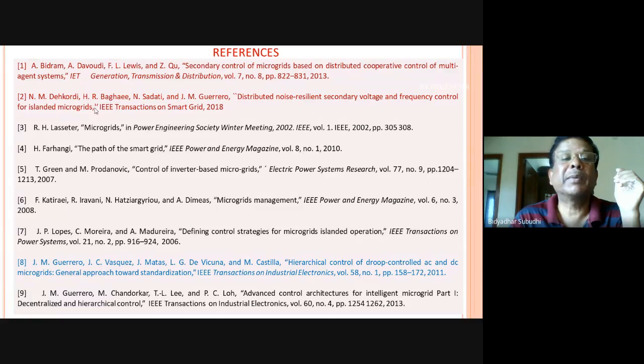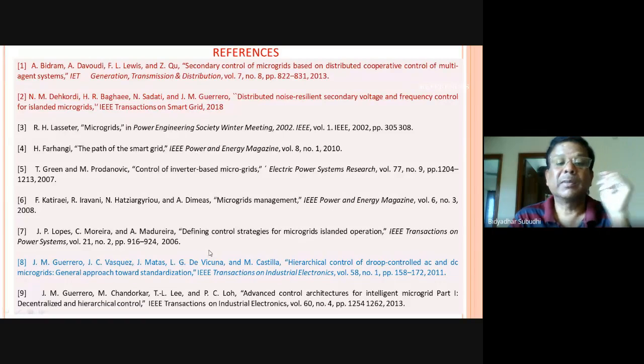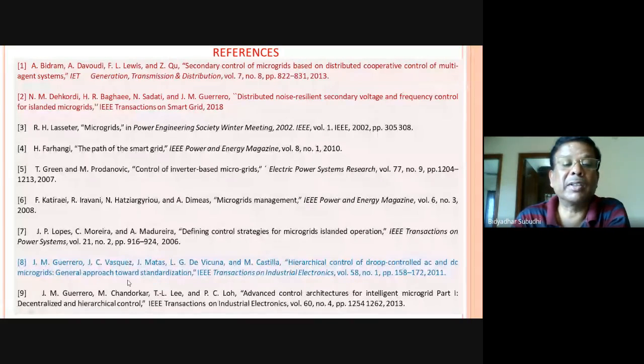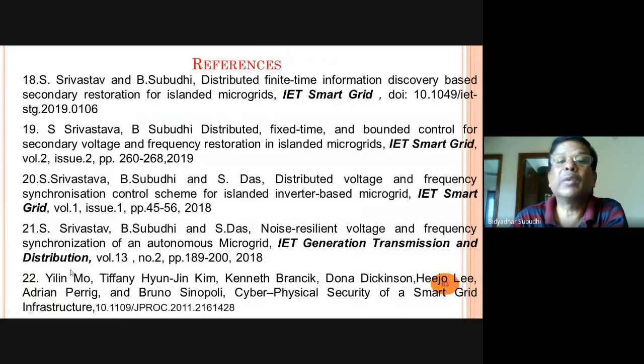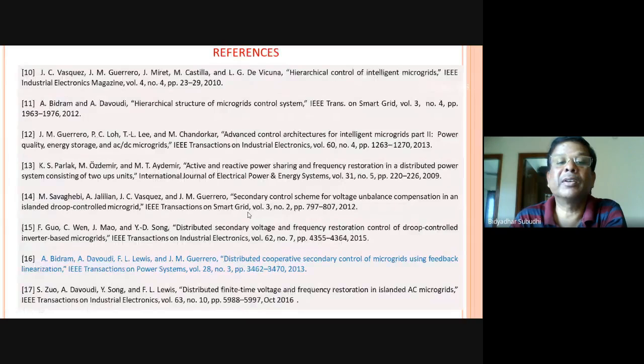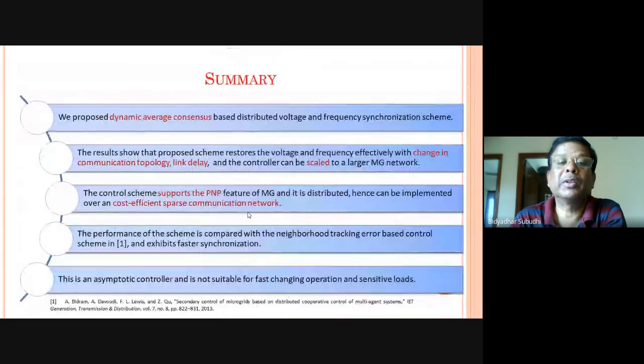And these are some of the references you see. These are people like Bidram, Lewis, etc. who work in this area, and these are some of their works. And there is the IEEE Transactions on Industrial Electronics by Guerrero, and there are others like Vasco and Bidram. And we have a couple of papers published in IEEE Transactions on Smart Grid and others. So you can find these in IEEE Xplore.